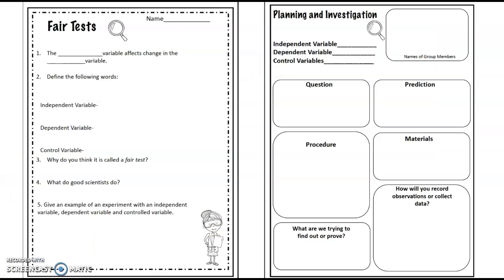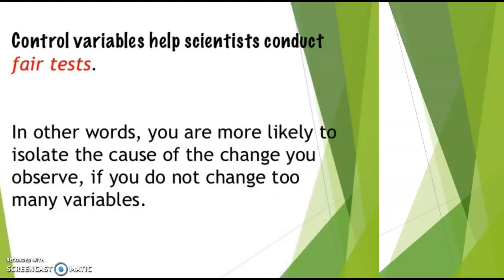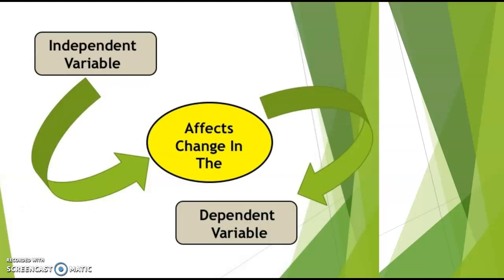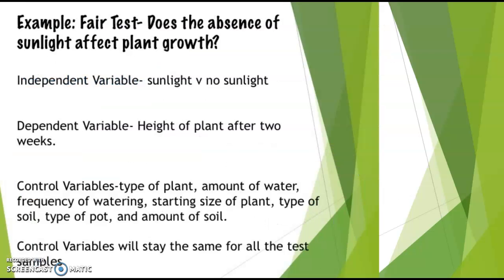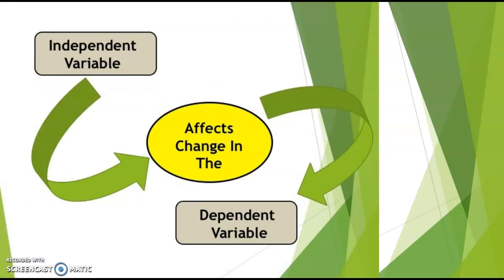So you should have notes right here. And as we're going through this information, I want you to fill out your fair test notes. So number 1 says the blank variable affects the change in the blank variable. Well, that's what this slide just told us. The independent variable affects the change in the dependent variable. And so you're going to write independent and dependent on number 1, and then you'll go through and you'll just answer each of these things as I go through the video. Remember, you can pause or back up if you miss anything.